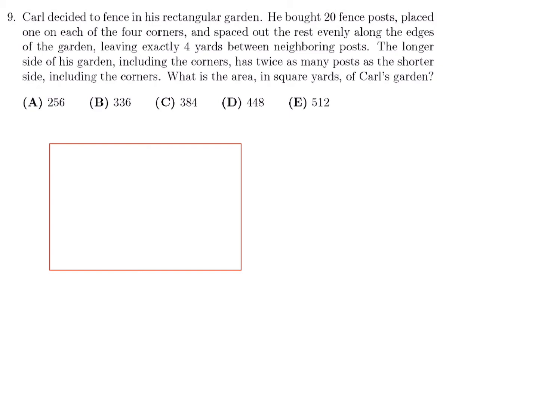So here's his garden. And we got to label this now. So we got post here, and post there at the corners. And then let the number of posts along that be B. And let the number of posts along there be A. Well, we are told that B plus those 2 corner posts is twice A plus the 2 corner posts. The question is basically saying that. And then we also know that the total number of posts is equal to 20. So that would be 2A plus 2B plus 4 is equal to 20.